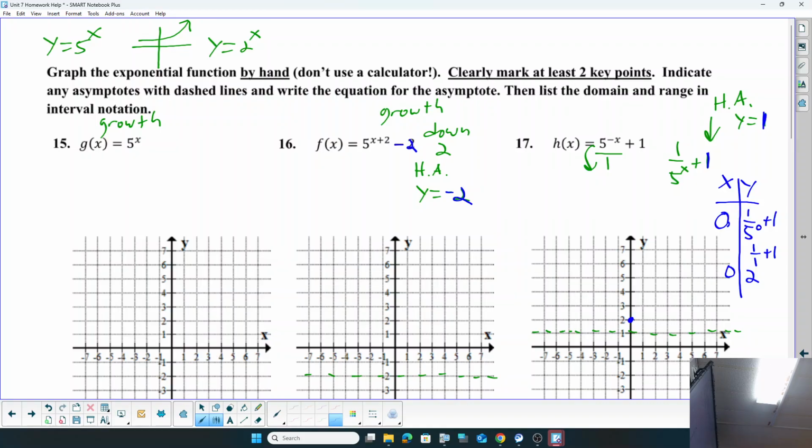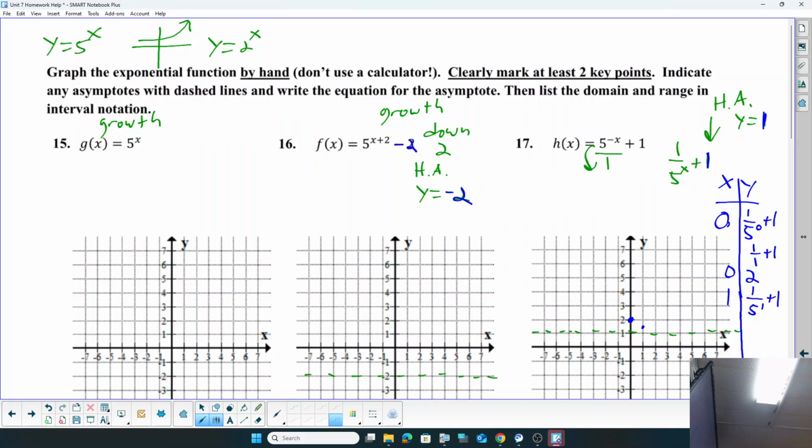And then what if you just plug in another number? Let's say you plug the number 1 in. So that would be 1 over 5 to the 1 power plus 1. And so that's 1 1/5. So that's going to be up 1 and a tiny bit.